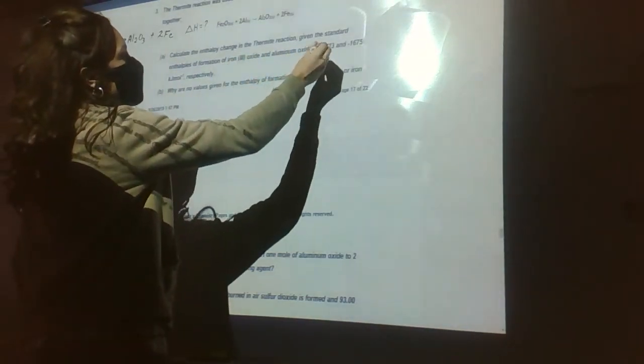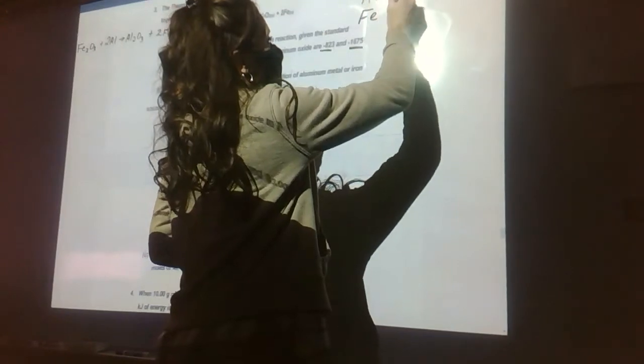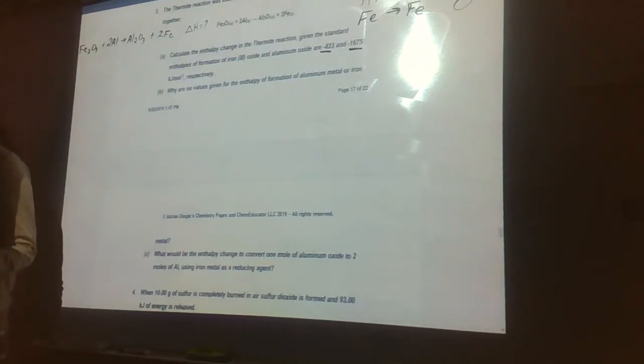Then it goes on to tell us the enthalpies of formation of iron 3 oxide and aluminum oxide are that and that. Why don't they give me enthalpies of formation of aluminum and iron? What would the enthalpies of formation of those be? How much energy is released when I have this reaction? 0. Same thing for iron. Anytime you have elements, just elements by themselves, those are 0 enthalpy of formations.